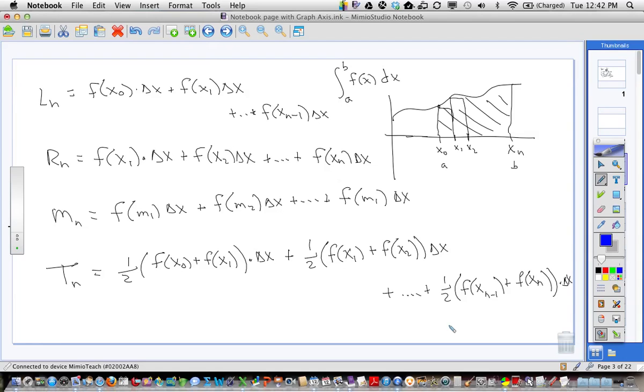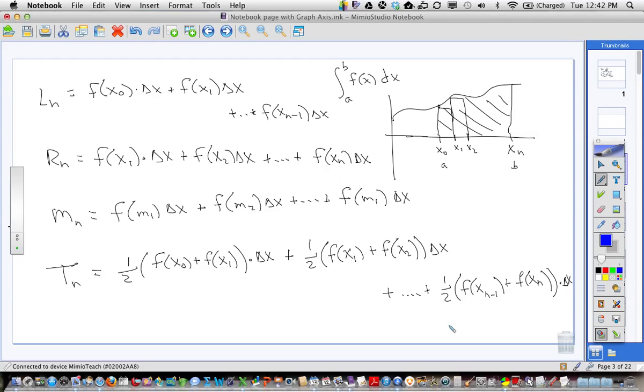So if we were doing a left approximation, the first height would be at f of x sub 0. And then f of x1, dot, dot, dot. And the last one would be one short of the end, which would be f of x sub n minus 1. So that's what that notation means. And of course, the delta x is just our width. The delta x, that just means change in x, which is the width of each subinterval. So delta x is the width.